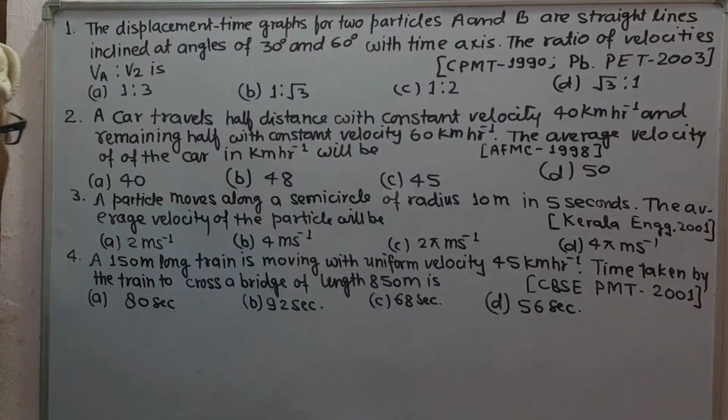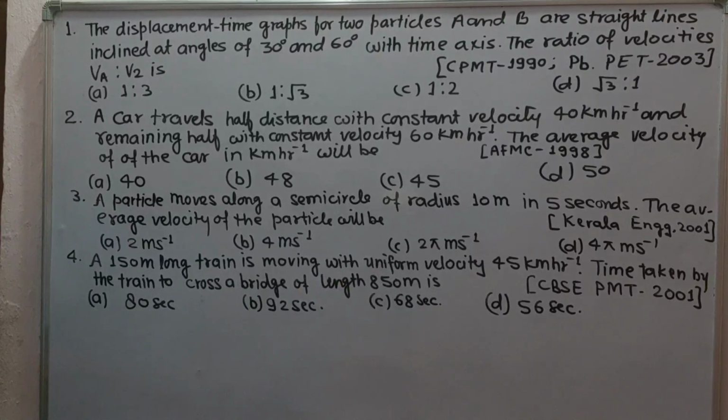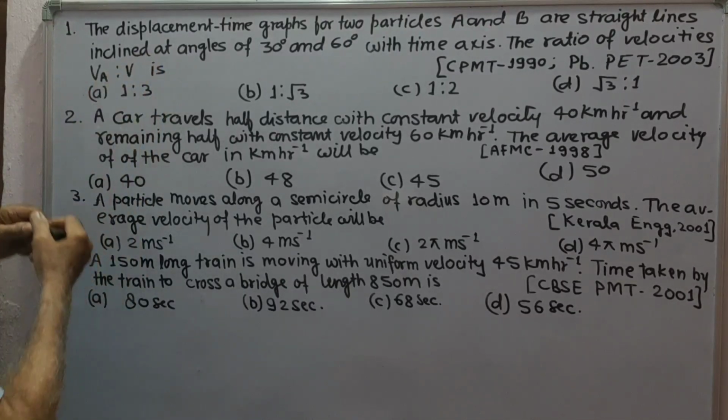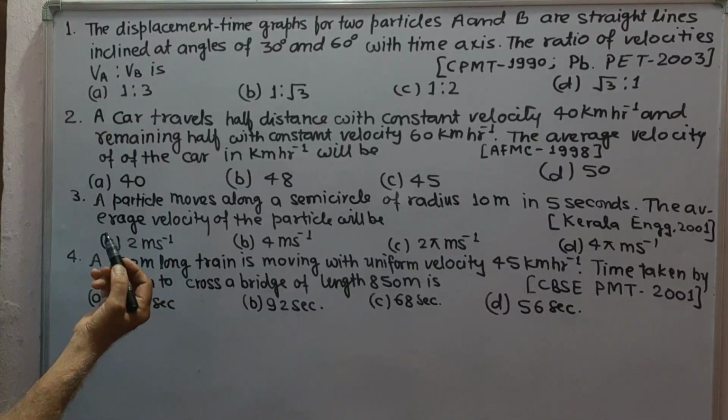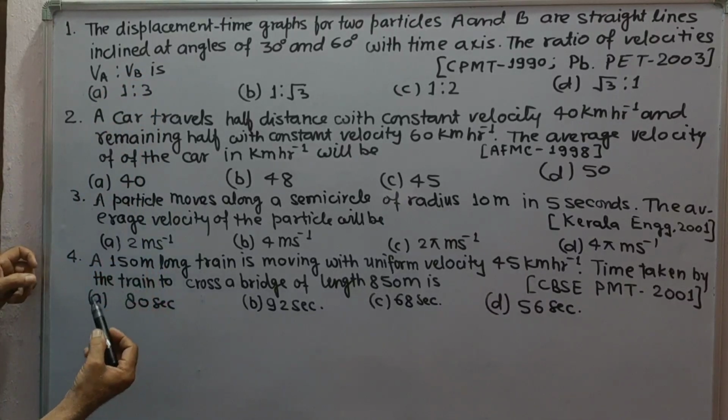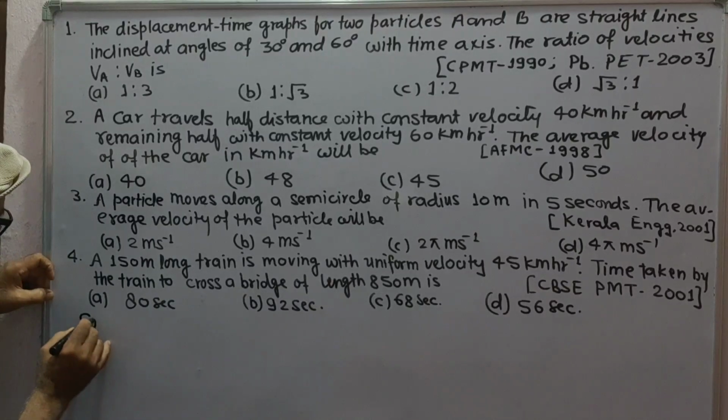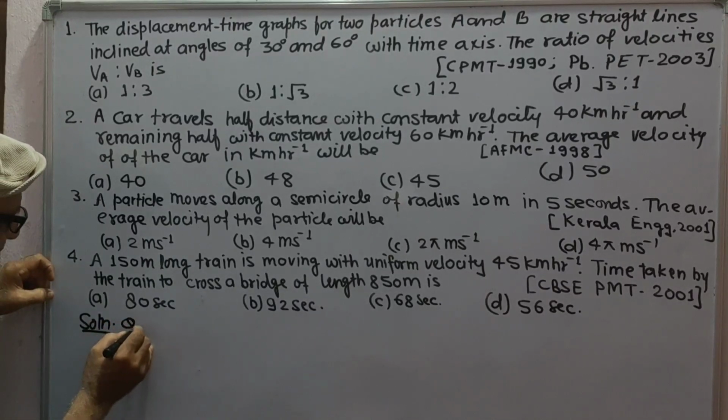Now question number 1. The question is: the displacement time graph for two particles A and B are straight lines inclined at angles of 30 degree and 60 degree with time axis. The ratio of velocities VA to VB is, we have to find the ratio of velocities VA and VB. Now solution to question 1.